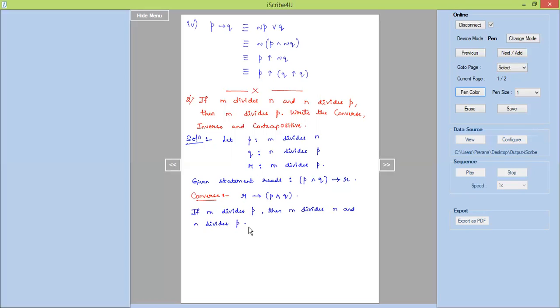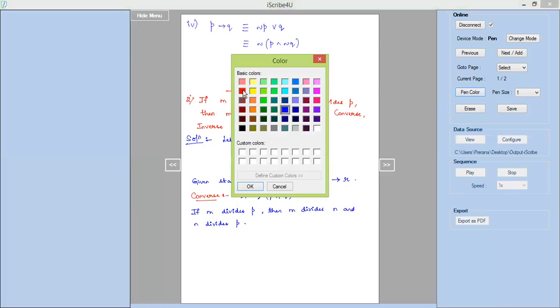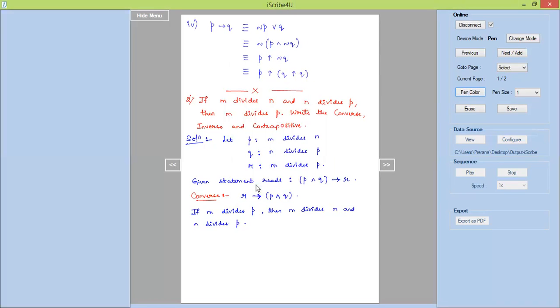So how did we write it down? I'll just explain. R stands for m divides p. Conditional is always read as if P then Q. So if m divides p, then, since conditional says if-then, we write P and Q, that is, m divides n and n divides p. That is how we have written the converse of the given statement. Now we will write the inverse.